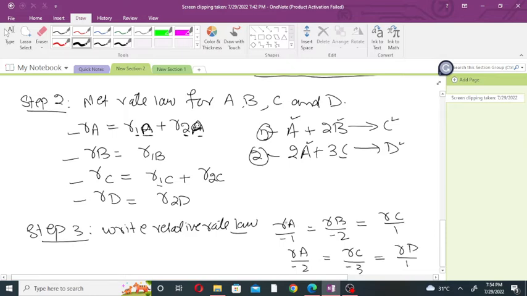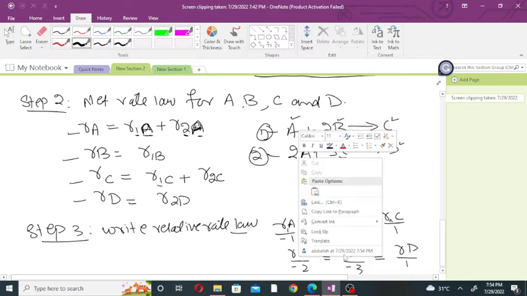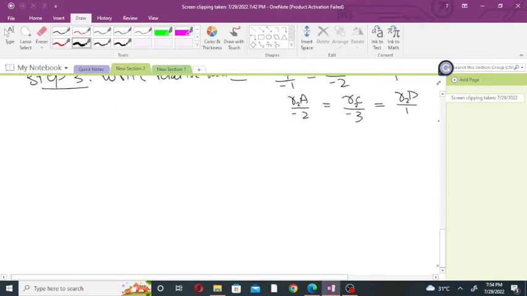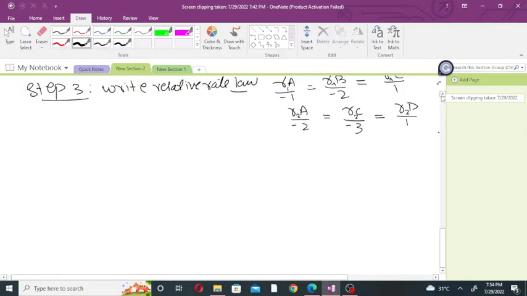This is reaction number 1, so you can write 1 here, 1 here, and 1 here. This is reaction number 2, write 2 here, 2 here, 2 and 2. So now, step number 4, we relate these rates of components A, B, C and D.